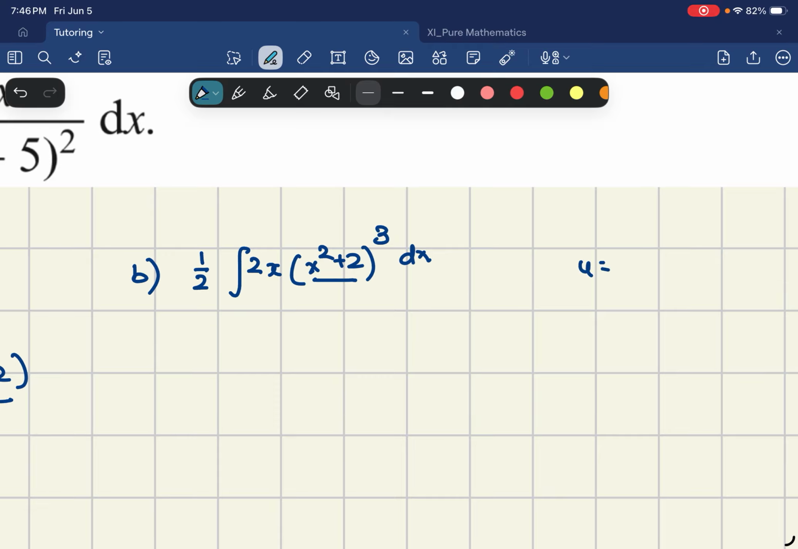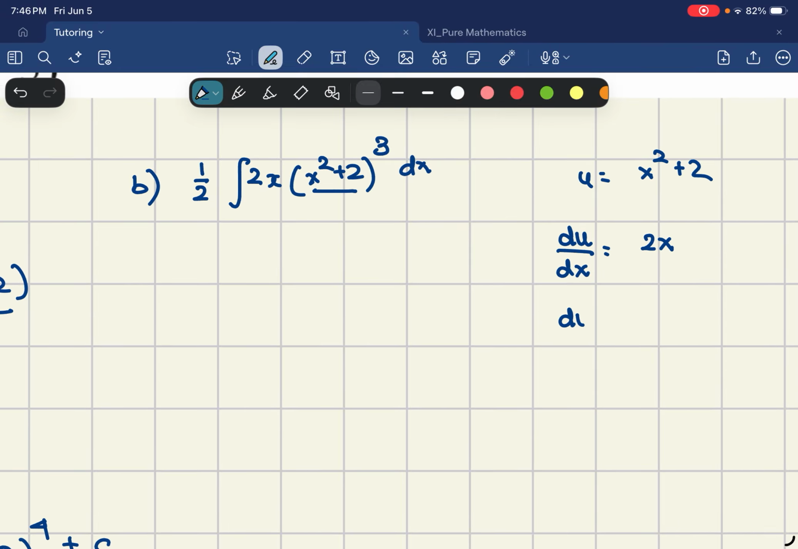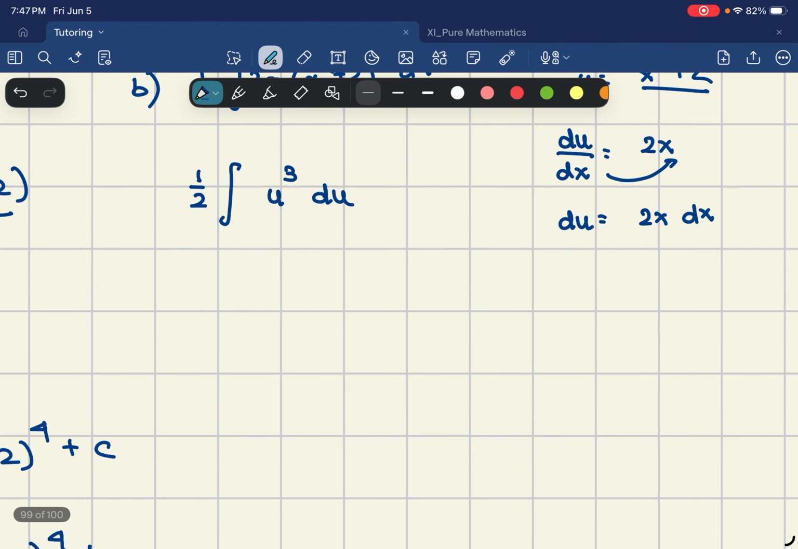So if I do u is equal to x squared plus 2, and if I find du by dx, so if I differentiate u with respect to x, I get 2x. And du is going to be 2x times dx, right? If I multiply by dx on both sides. So I have half the integration of u cubed, with 2x dx being du, right? So half, now I know how to integrate this. It's u to the power 4 by 4 plus c.